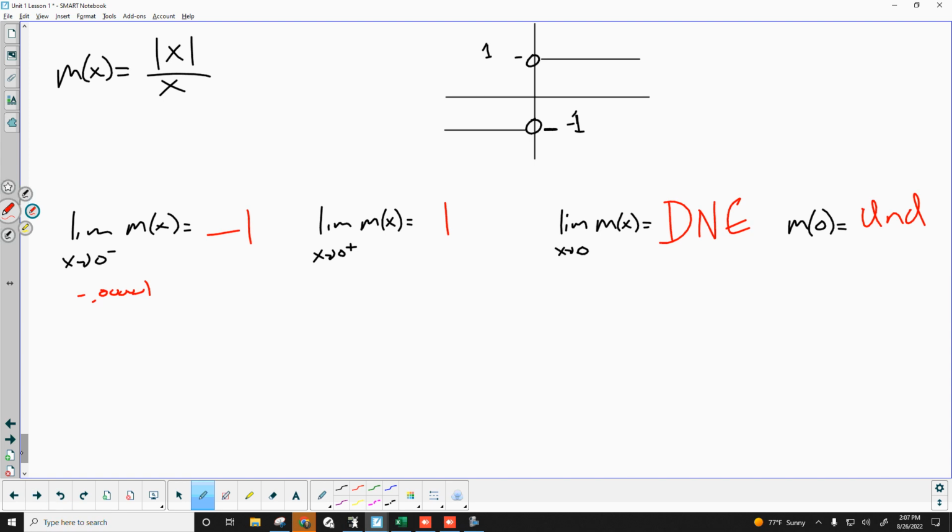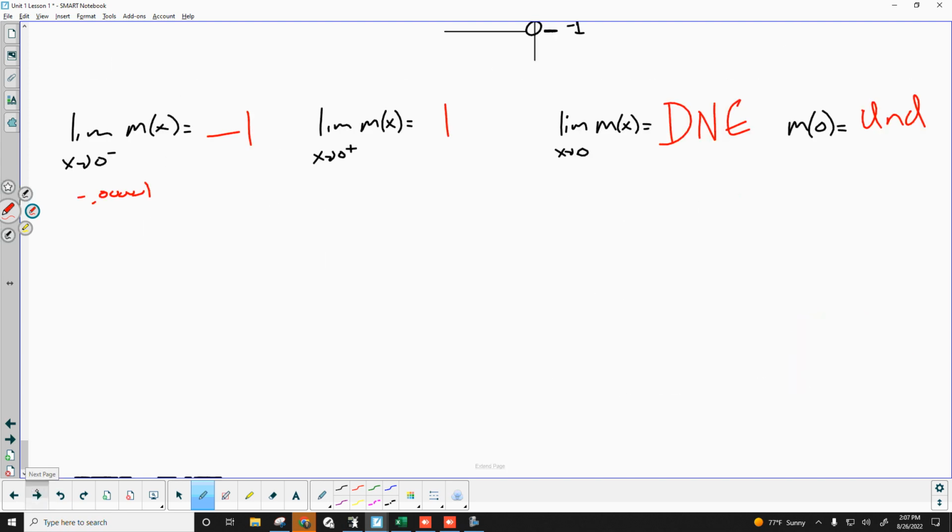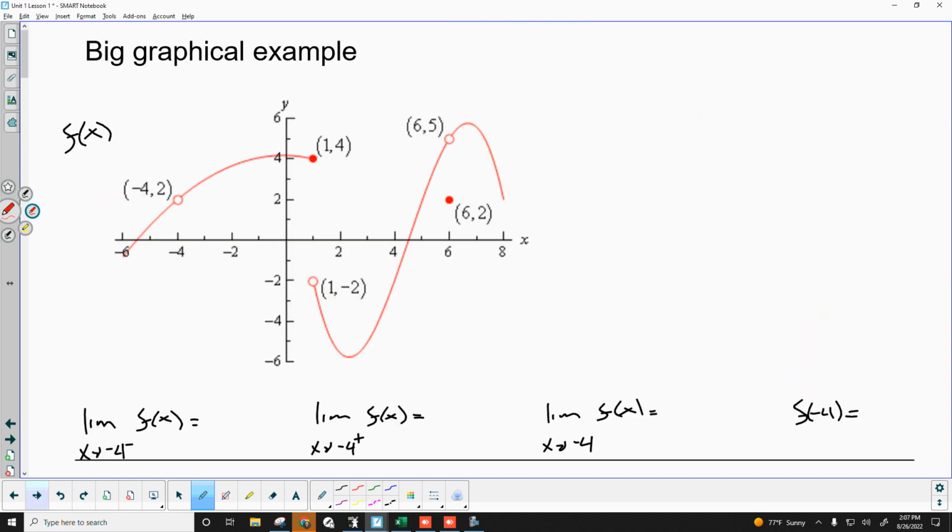Alright. What if I just gave you a graph? Go, you can do it. Oh, you know what? That's like the test. Alright, do this while I put the test away. Sorry.